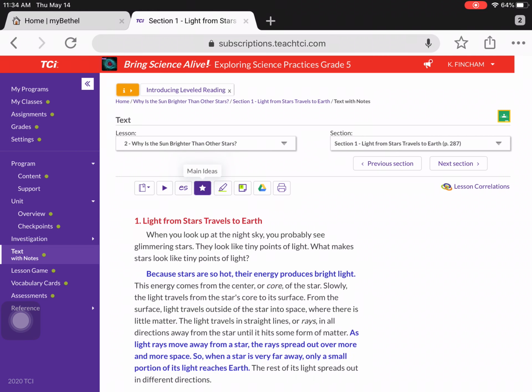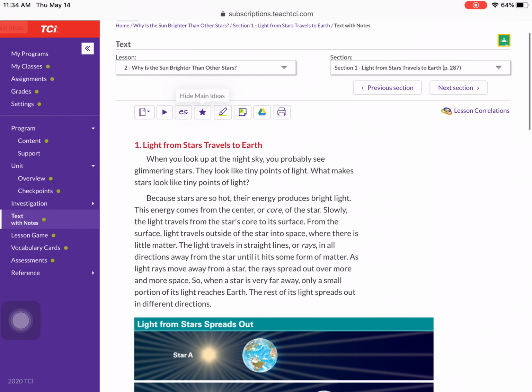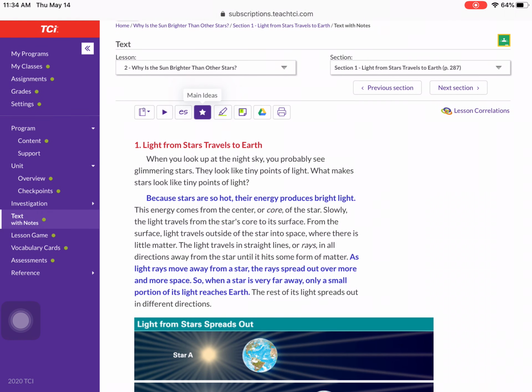Let's click the main idea thing here. Notice how some of the text comes up in bluish purple. All right, we're going to start section 1. Light from stars travels to Earth.